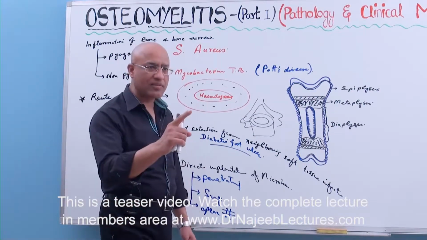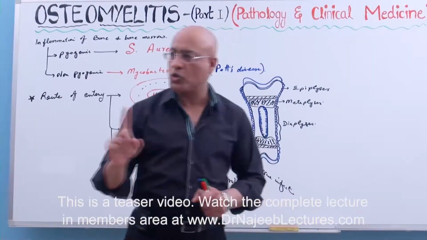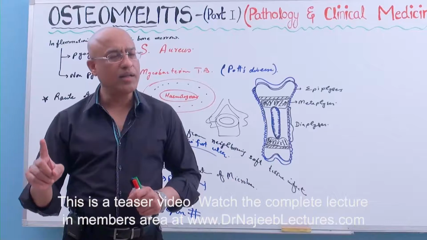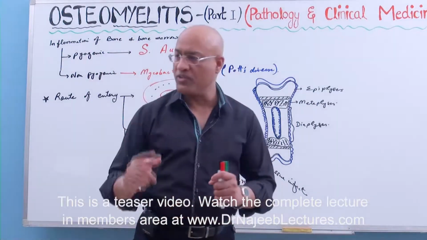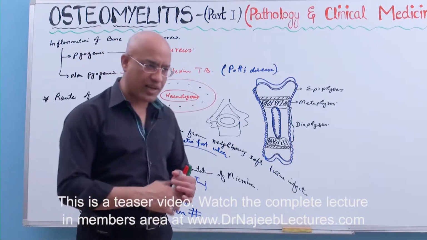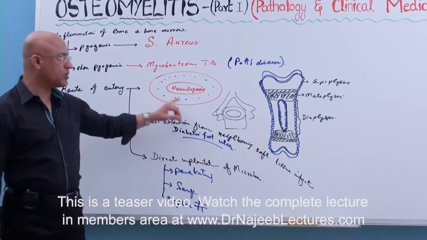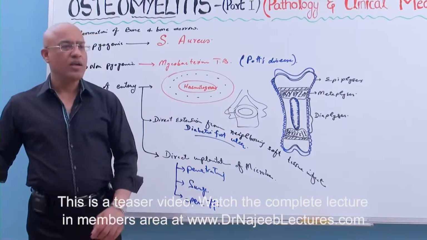Here I will again ask: if there is hematogenous spread in growing children, are the short bones involved, long bones, irregular bones, or flat bones? Long bones. Very good. Which part of the long bones? Metaphysis. Very good. And in adults, the most common site for hematogenous spread? Vertebra. Any question? No. Yes.